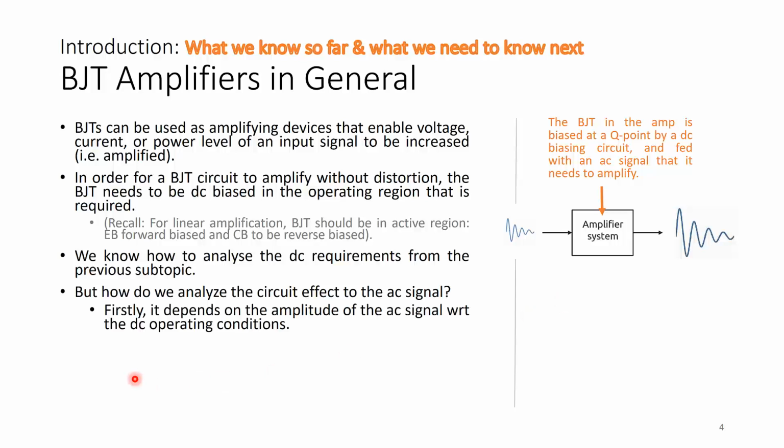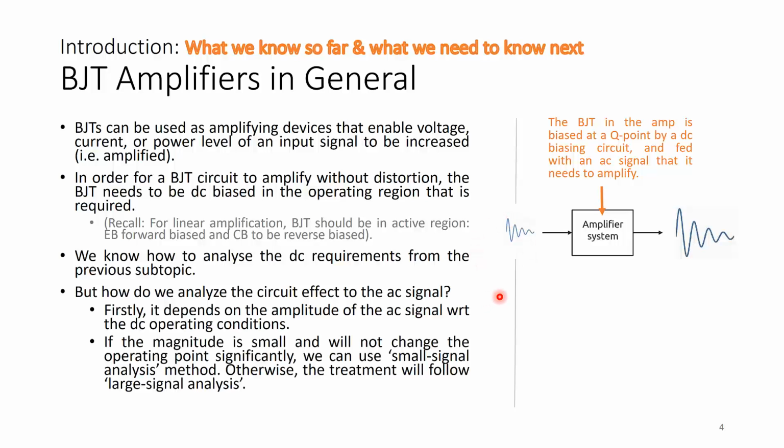Firstly, it depends on the amplitude of the AC signal, in general, the amplitude of the AC signal with respect to the DC operating conditions. If the magnitude is small and will not change the operating point significantly, which we'll look at in the next slides, we can use the small signal analysis method. Otherwise, the treatment will follow large signal analysis.